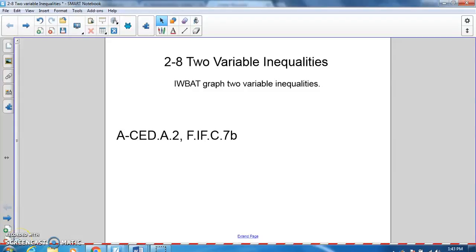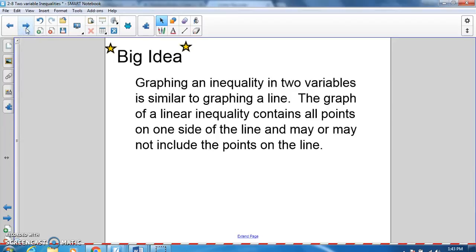Today we are going to do section 2-8, two variable inequalities. And you will be able to graph two variable inequalities. So the big idea is that when we're graphing an inequality in two variables, it's very similar to graphing a line. The graph of a linear inequality contains all the points on one side of this line and may or may not include all of the points on the line as well.